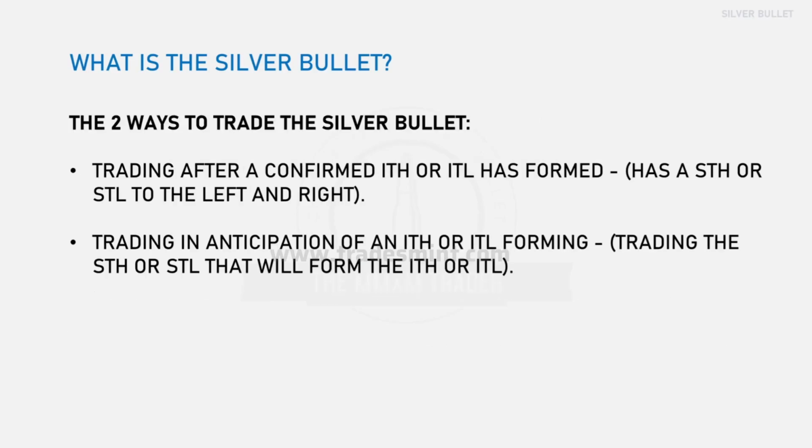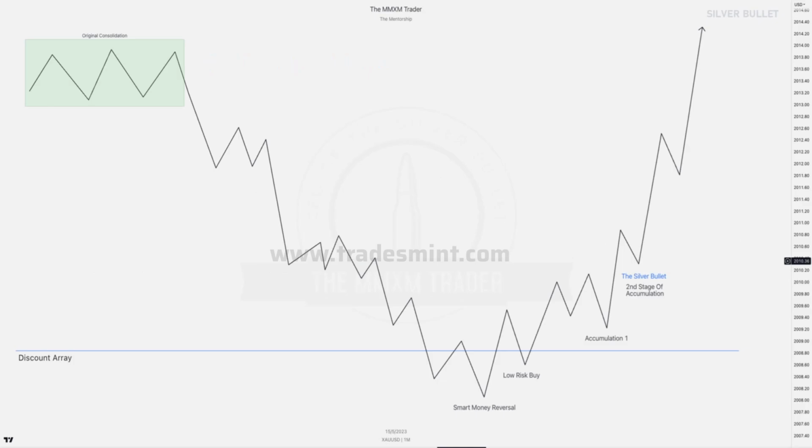There are two ways to trade the silver bullet. Trading after a confirmed intermediate term high or intermediate term low has formed, so it has a short term high or low to the left and a short term high or low to the right of it, or we're going to anticipate that intermediate term high forming and trading that short term high or short term low that will be forming next to it. So over here we've got a crude depiction of how a market maker model looks.